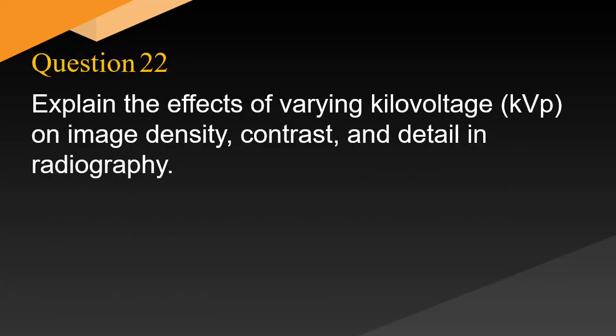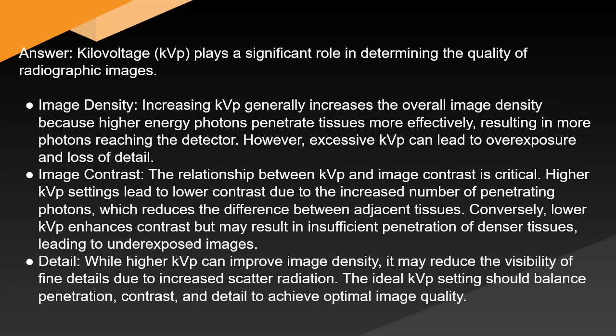Explain the effects of varying kilovoltage (kVp) on image density, contrast, and detail in radiography. Answer: kilovoltage (kVp) plays a significant role in determining the quality of radiographic images. Image density. Increasing kVp generally increases the overall image density because higher energy photons penetrate tissues more effectively, resulting in more photons reaching the detector. However, excessive kVp can lead to overexposure and loss of detail.